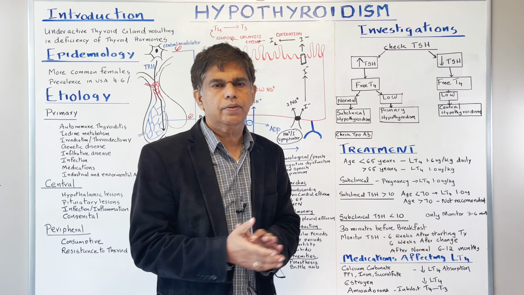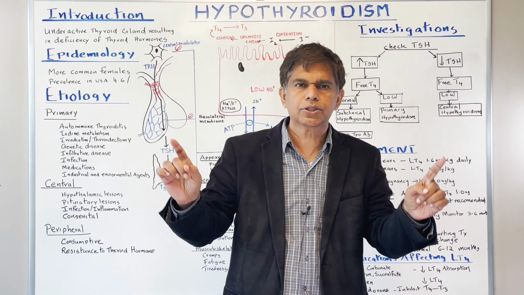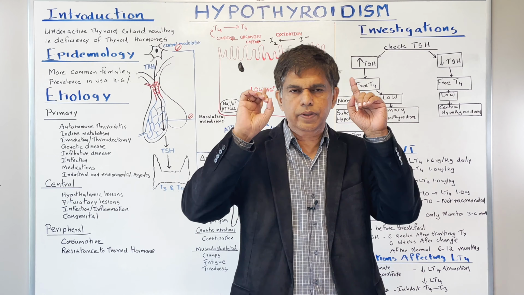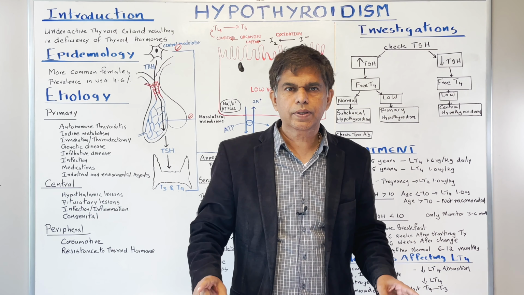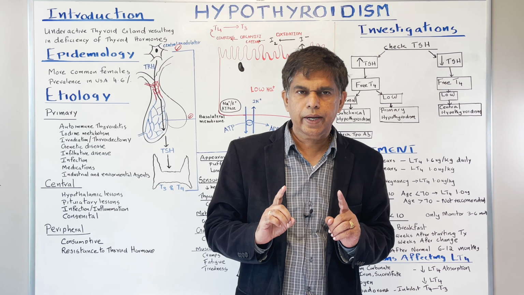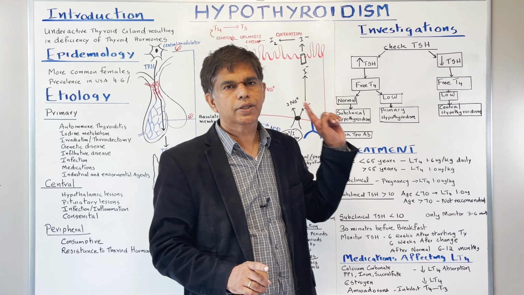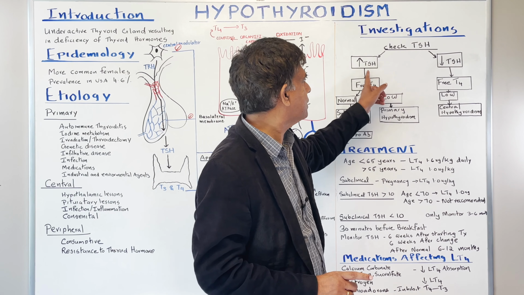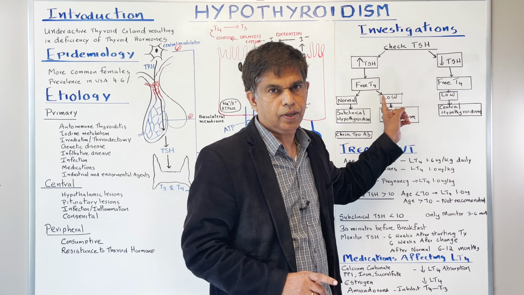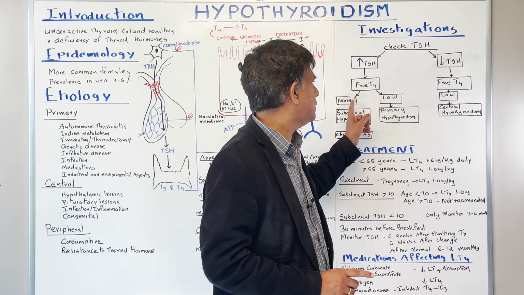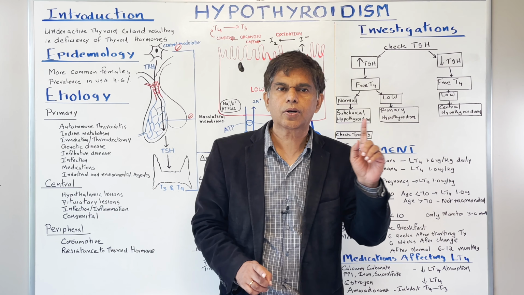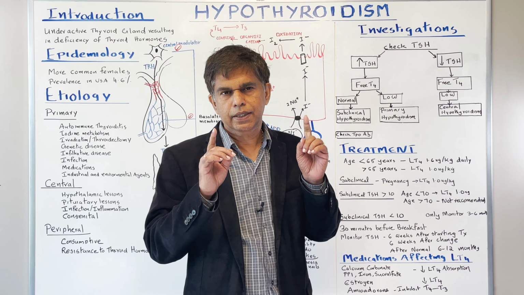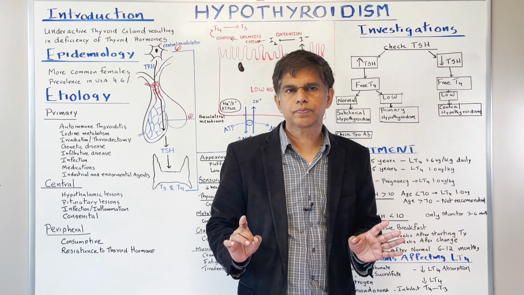How do you investigate? The first thing you have to do is check the TSH level. Okay, don't jump into doing all those tests first. Always go back to the number one test, which is TSH. When you look at the TSH, if it is increased, then we go to our next step. What is that? You have to check the free T4 level. If the free T4 is normal, then what is that called? Subclinical hypothyroidism. That means TSH is increased, but free T4 is normal.